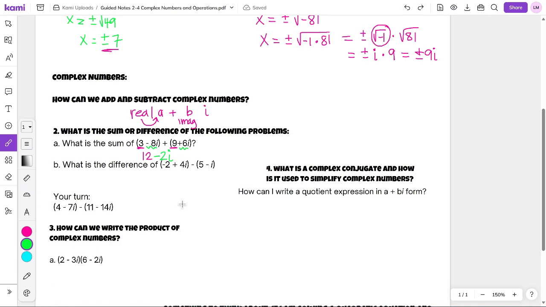Sorry, the sum of those two. All right, let's look at the difference. So the difference just means we're going to subtract. But I'm going to teach you a little hack here.